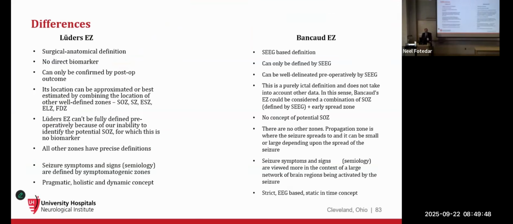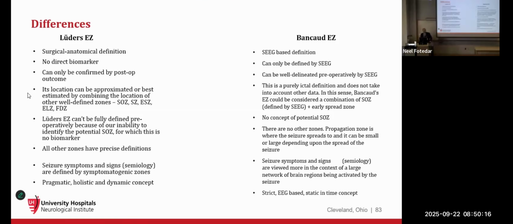The Luders epileptogenic zone is primarily a surgical anatomical definition. Van Coe's is an SEEG-based definition. Luders' epileptogenic zone has no direct biomarker. Van Coe's epileptogenic zone can only be defined by SEEG, primarily. Luders' epileptogenic zone is confirmed by post-op outcome. In Van Coe's definition, you can define it very well preoperatively by using SEEG, the seizure onset and defining the early organization.